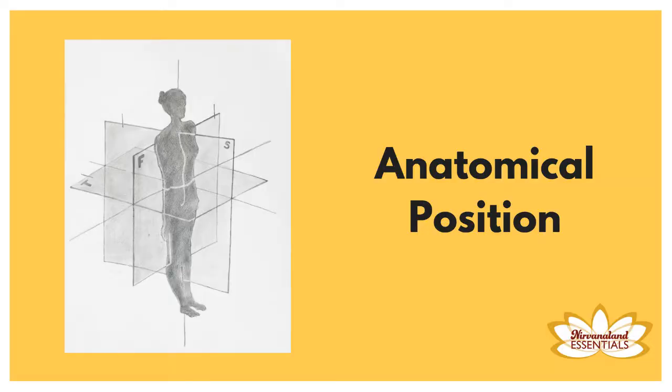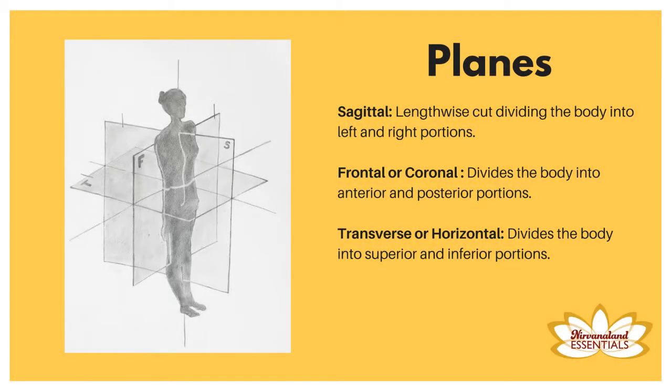The woman in the illustration is standing in anatomical position. This is the point of reference for all movement. This position means that the person is standing up straight, feet forward, head forward, and palms of the hands are facing forward as well. The planes are three imaginary lines penetrating the body to aid in visualizing the spatial relationship. The first plane we'll discuss is the sagittal plane. This is a lengthwise cut dividing the body into left and right portions. Mid-sagittal means that the cut divides the body into equal left and right halves.